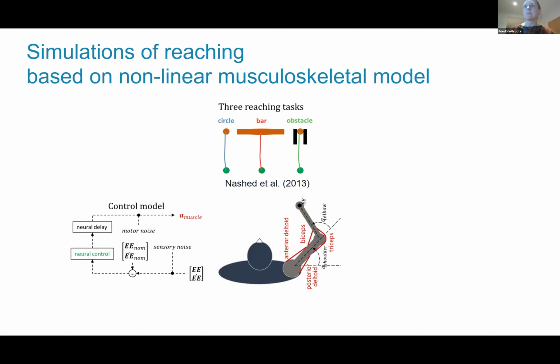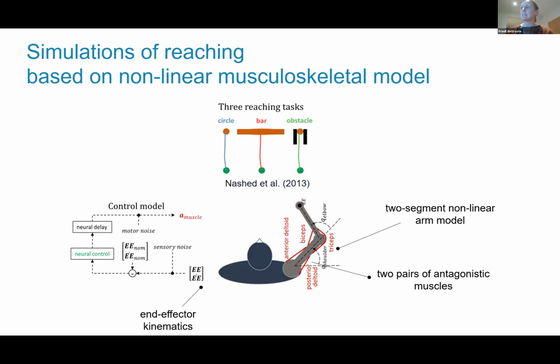Instead, we modeled the musculoskeletal system as a two-segment arm model driven by two pairs of antagonistic muscles. These muscles were activated by a combination of feed-forward and feedback activations, where feedback was described as linear feedback of the end effector or hand kinematics, which was compared to a reference or nominal end effector trajectory. Feedback muscle excitations were then generated based on a linear time-varying feedback law.